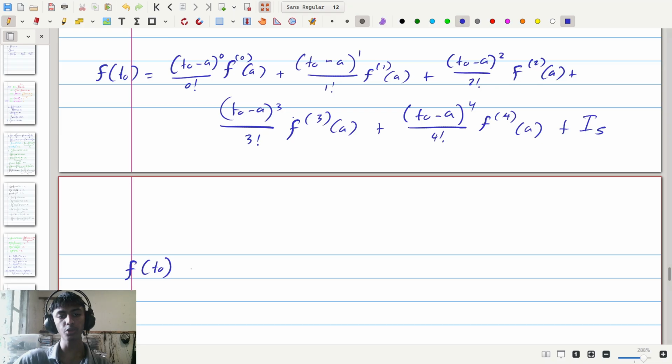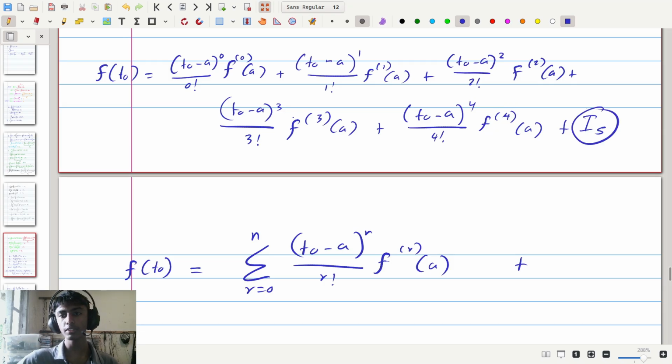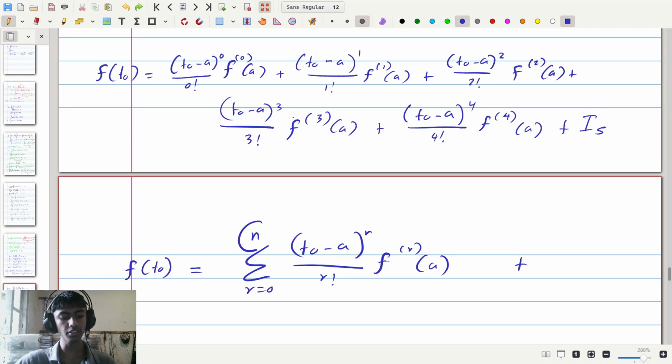f evaluated at t0 is going to be the sum of terms from r equals 0 up to n of (t0 minus a) to the power of r divided by r factorial times f super r evaluated at a, plus the very next integral after that. Here, since we went up to the fourth derivative, we have the fifth integral. So if we go up to the nth derivative, we're going to have the n plus 1th integral. So here we need to have I sub n plus 1, at the very end of the summation.